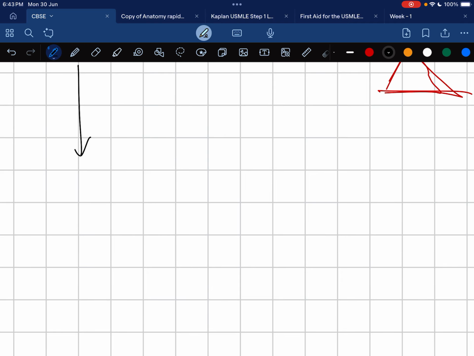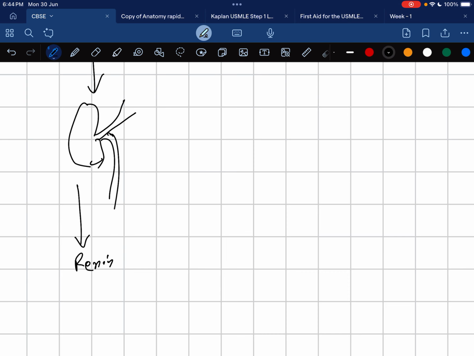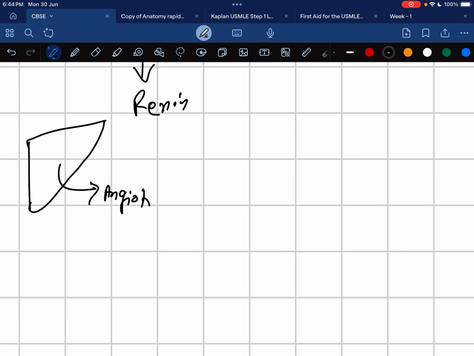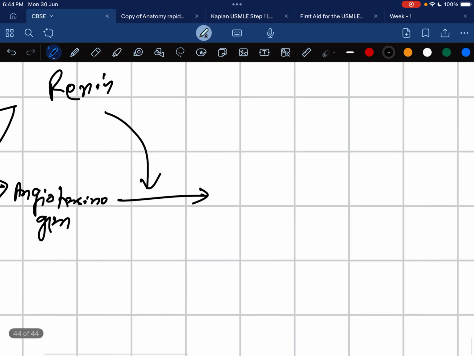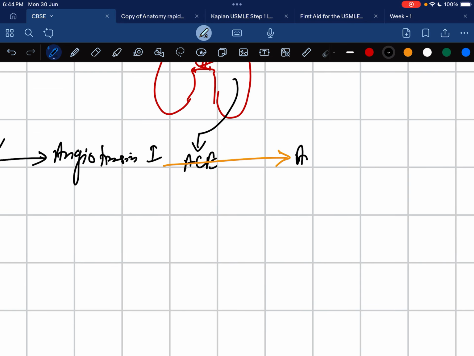When the BP is decreased, with low volume and low resistance, as in renal artery stenosis, the kidney senses that there is a decrease in BP. That leads to secretion of renin, and at that time the liver also produces angiotensinogen, and renin converts this angiotensinogen into angiotensin 1. And we also have the lungs, and the lungs produce ACE, and this ACE converts angiotensin 1 into angiotensin 2.